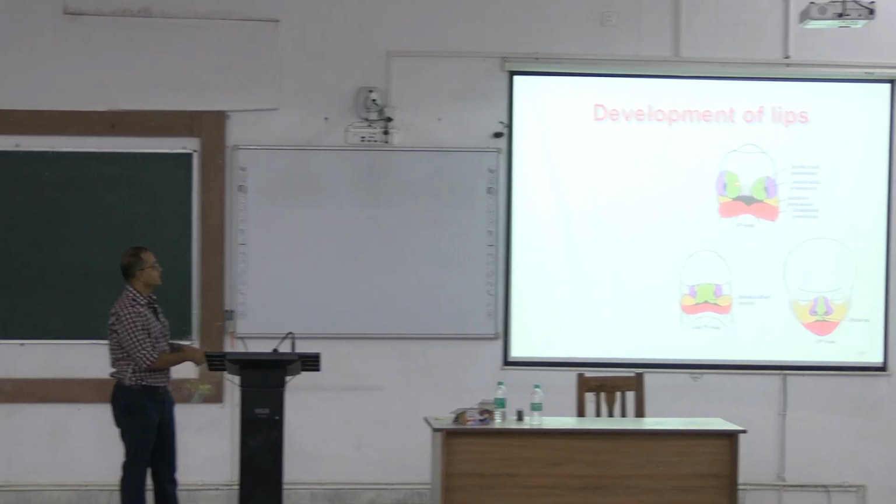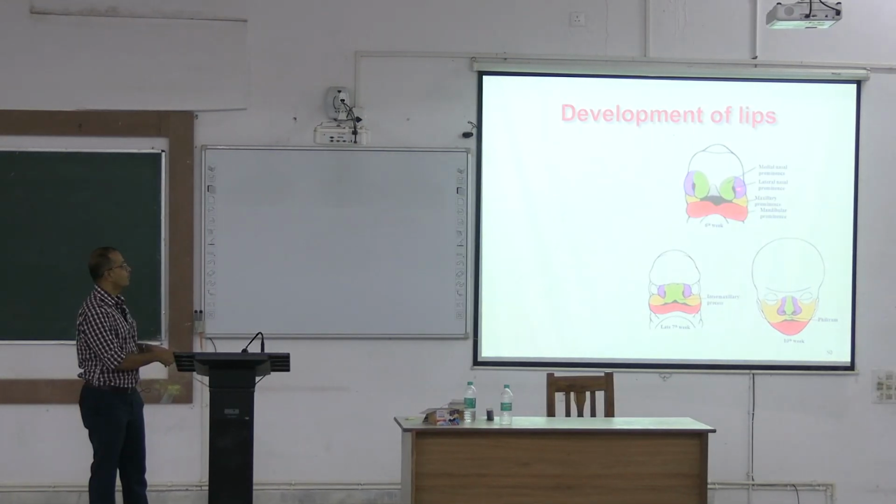So, we started with the nasal placode that makes this kind of depression. That depression makes the margin elevated, and the depression keeps on elongating. That makes the nasal pit. Now, the medial nasal prominences come close to the midline and join with each other, and we give a new name to this joined part. We call it the intermaxillary process.